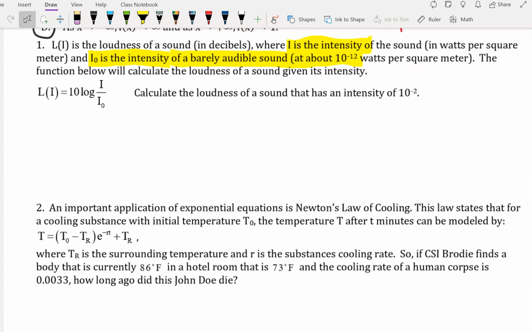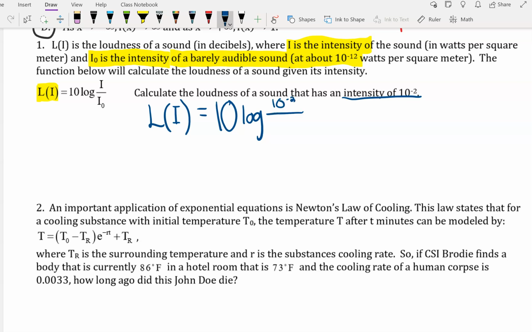So this one should be pretty easy. So we're supposed to be finding the loudness of a sound. So this part represents the loudness of the sound. So I don't know that yet. I'll just put L sub I. That should be an I, not a 1. Right, equals 10. My 10 looks like a log. 10 log of I over I sub 0. So we're trying to find the loudness of a sound if the intensity is 10 to the negative 2. So we'll put that for the intensity for I over I sub 0, which was a constant, and it was 10 to the negative 12.